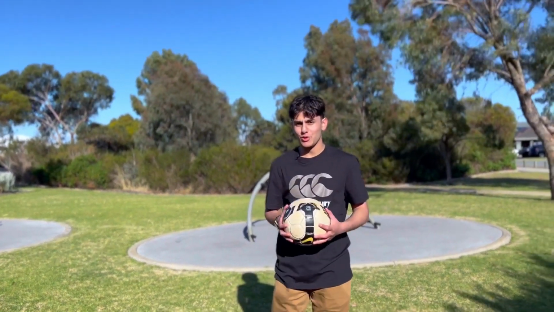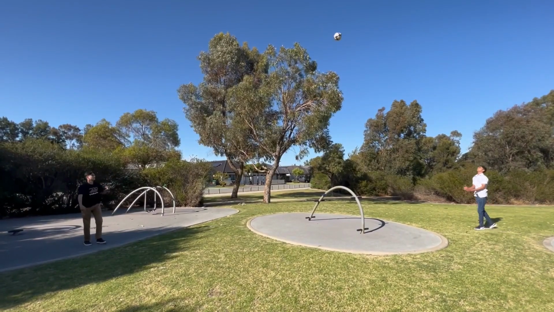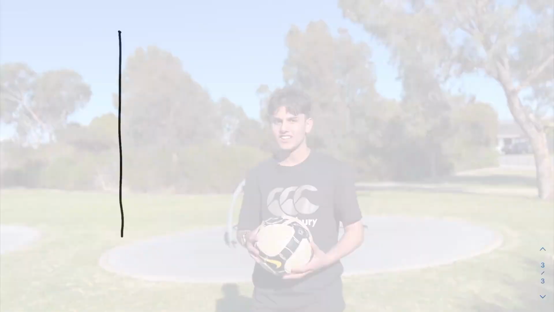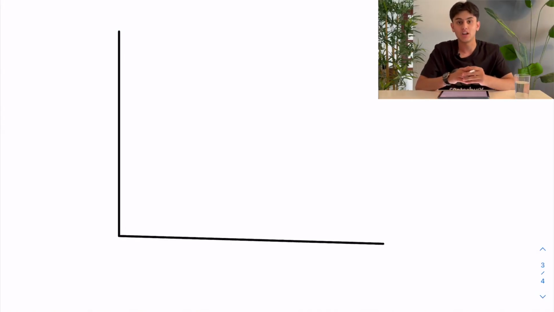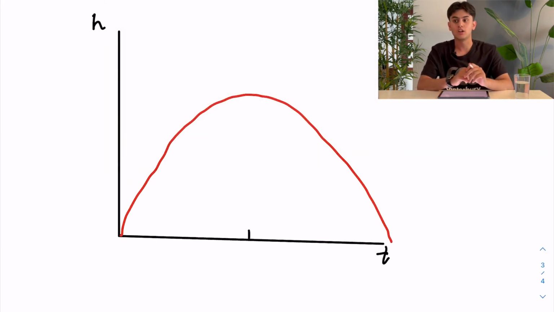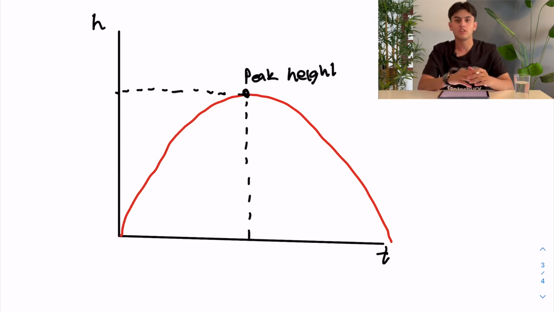So, if I threw this ball, how would I know when it reaches its peak height? Imagine a scenario where someone throws a ball to another person and we wanted to figure out when the ball reaches its peak height and what the maximum height the ball reaches actually is.